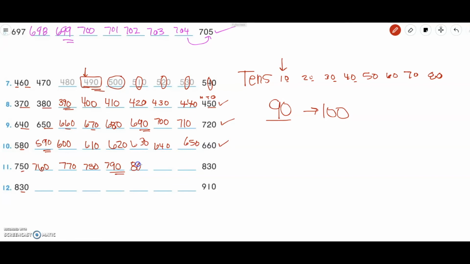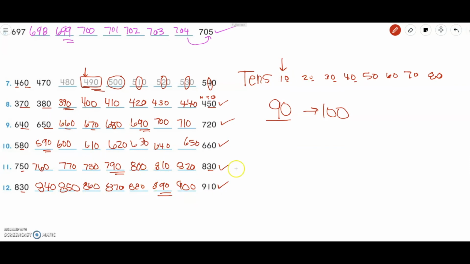After 700 is 800. Then 810, 820, and then from 20, I know I go to 830, so I'm correct there. 840, 850, 860, 870, 880, 890. Oh, we're going a while. Oh, there it is, 90. So after 800, 100, 200, 300, 400, 500, 600, 700, 800, 900. And then after 900, we start back over, so it should be 910.